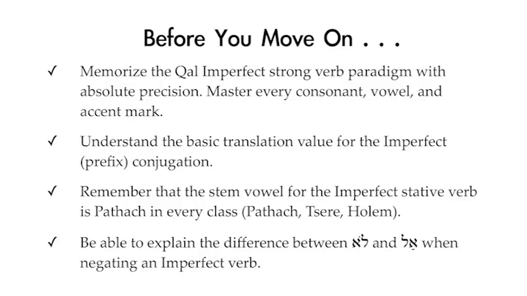Next, remember that the stem vowel for the imperfect stative verb is pathach in every class. Finally, be able to explain the difference between lo and al when negating an imperfect verb. Once you've done that, you're ready to move on to the next chapter. So this concludes our treatment of the Qal imperfect strong verb.